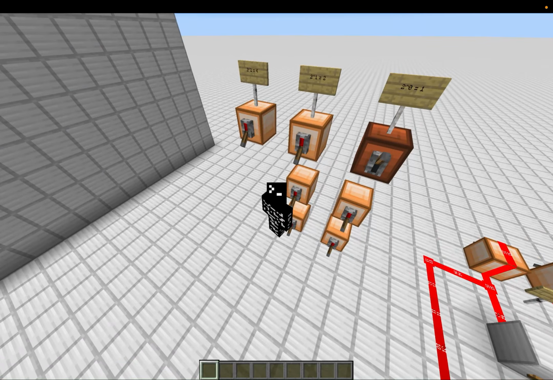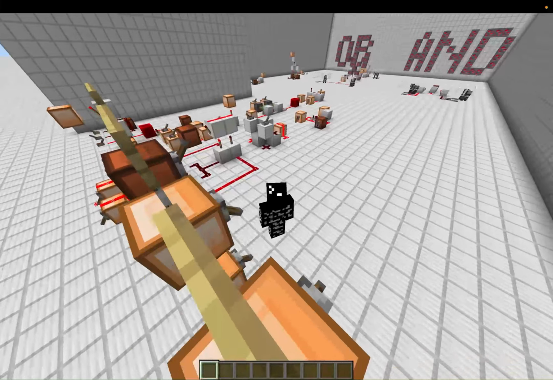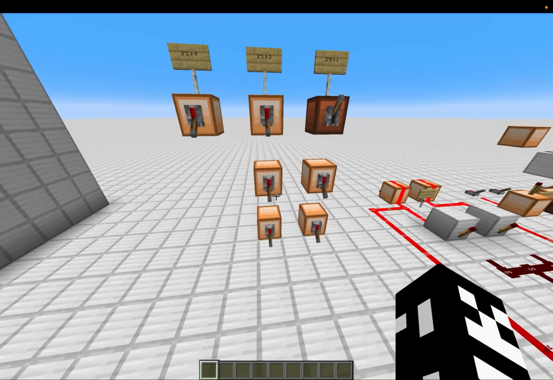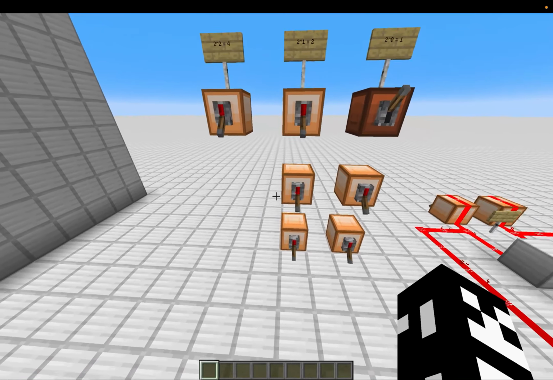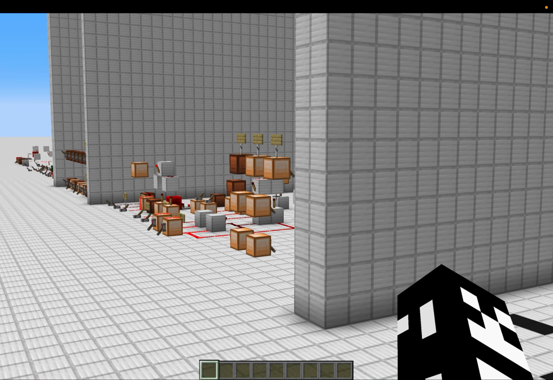Welcome back. Now we will automate this calculator using Redstone and logic gates. For now we will support only one operation, which is adding. We will do subtraction, division and multiplication later. Before automating it, we need to know how addition works.